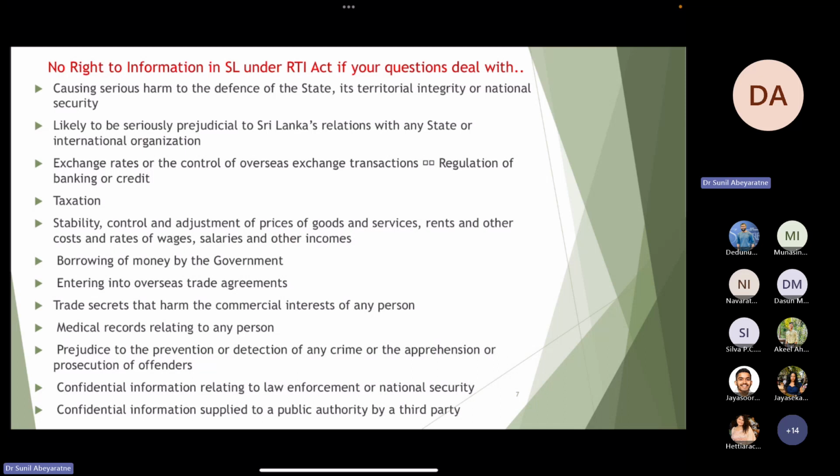Secondly, information likely to be seriously prejudicial to Sri Lanka's relations with any state or international organization.